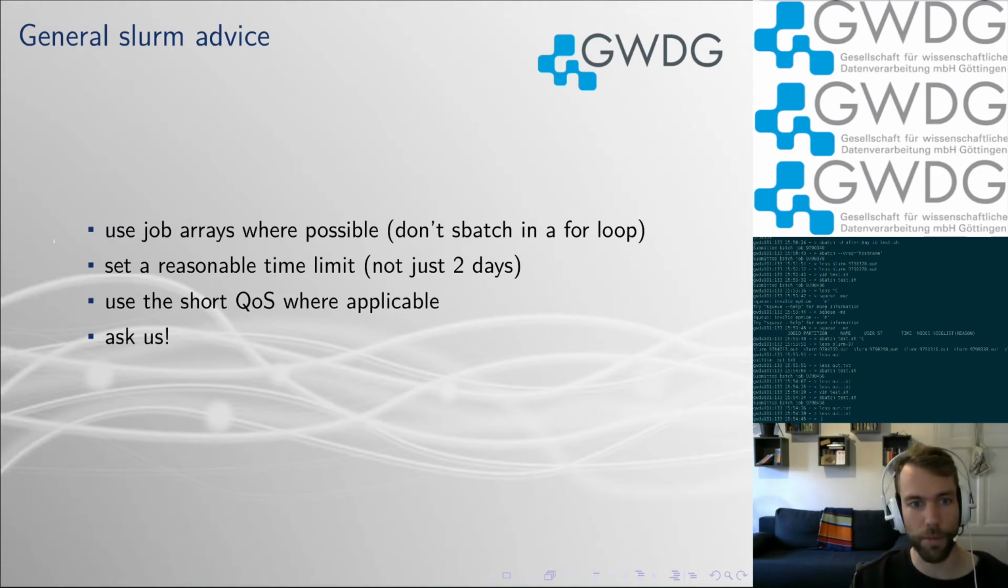Essentially, some general Slurm advice: please don't use sbatch in for loops. That's more for me, because I don't want to debug the scheduler if all of you use sbatch in for loops. Reasonable time limits help a lot. The more reasonable the max wall time you set, the shorter your jobs will wait, so that's good for you. If you use short test jobs, you can use the short QoS, just as advice. And if you are unsure of anything, feel free to ask us.